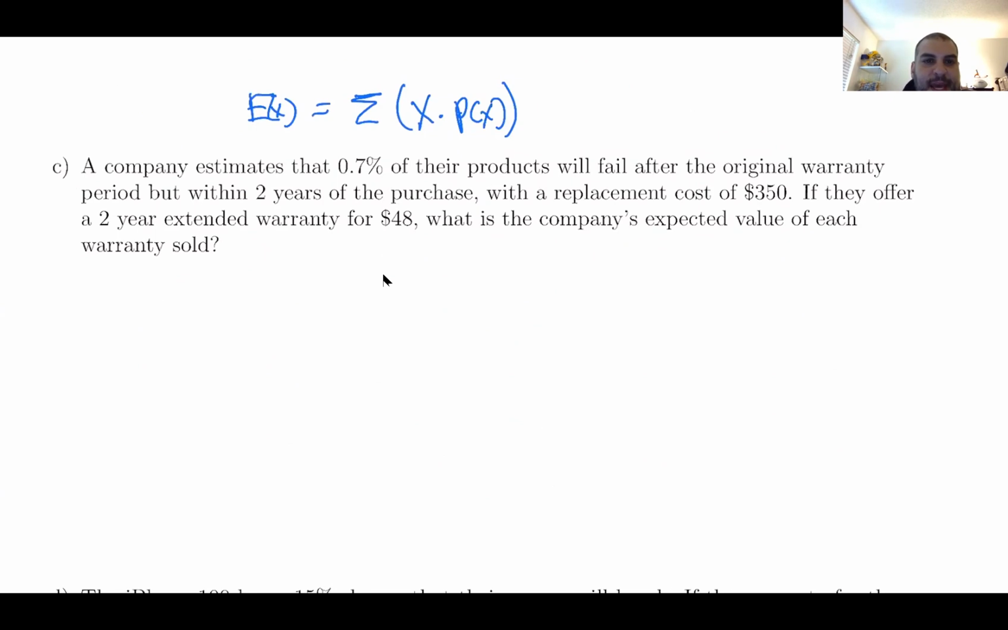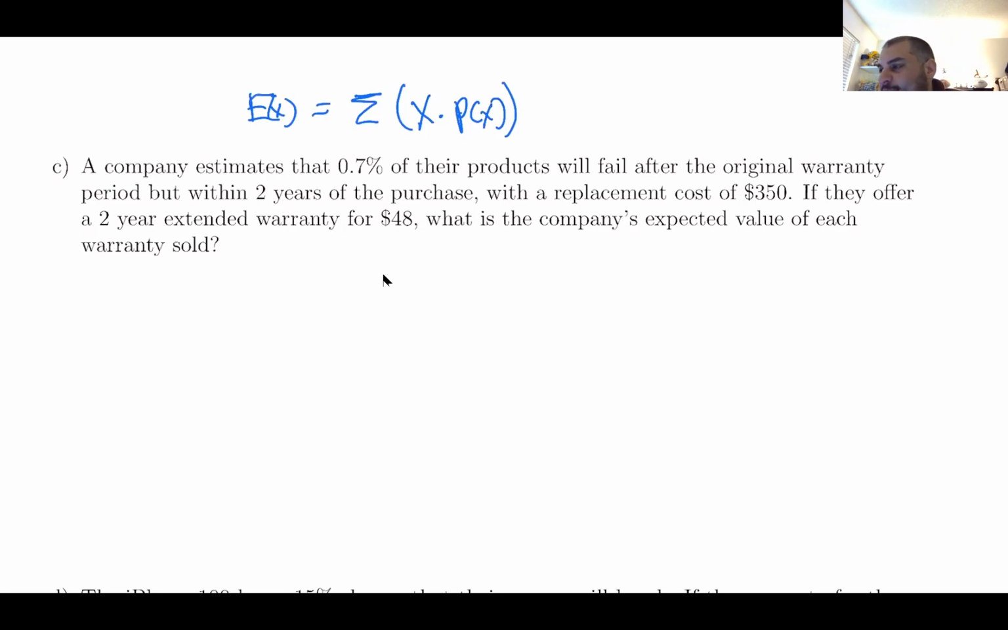It says the company estimates that 0.7% of their product will fail after the original warranty period, but within 2 years of the purchase, with a replacement cost of $350. If they offer a 2-year extended warranty for $48, what is the company's expected value of each warranty sale?